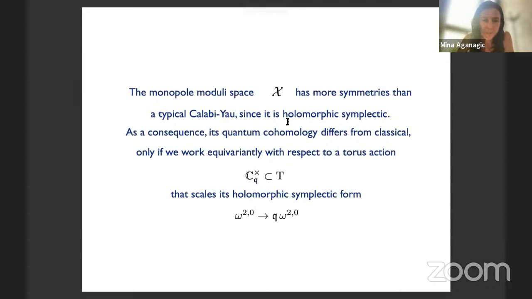The monopole moduli space has more symmetries than a typical Calabi-Yau because X is holomorphic symplectic. As a consequence, its quantum cohomology differs from classical only if we work equivariantly with respect to a torus action that scales its holomorphic symplectic form. We'll take that scaling to be with weight Q.